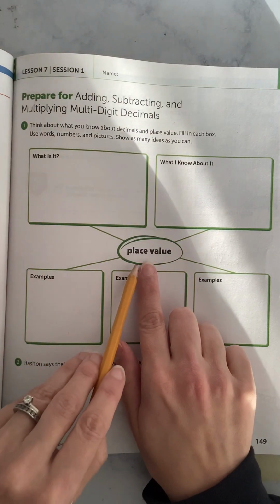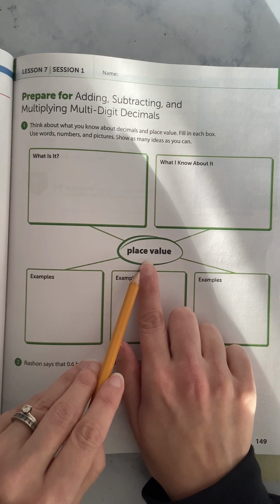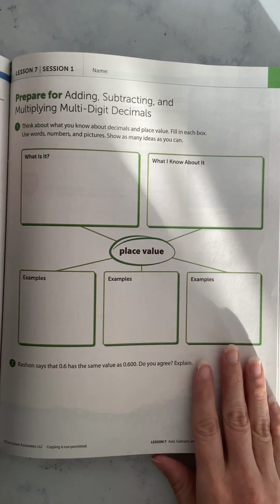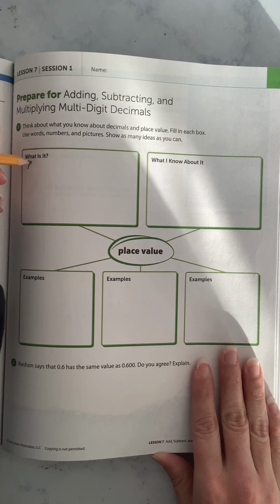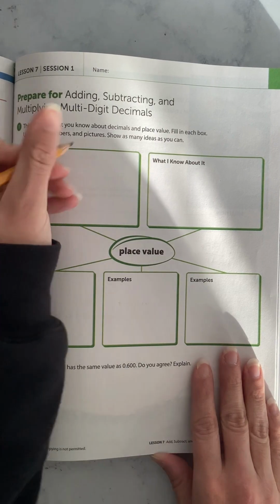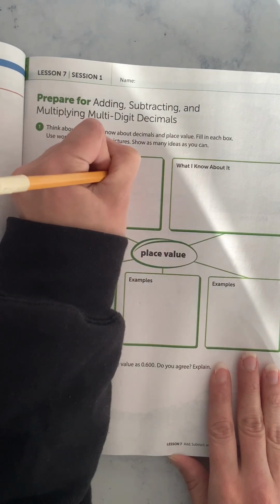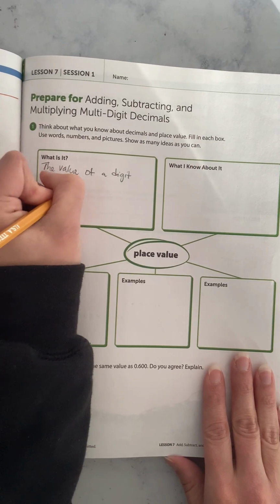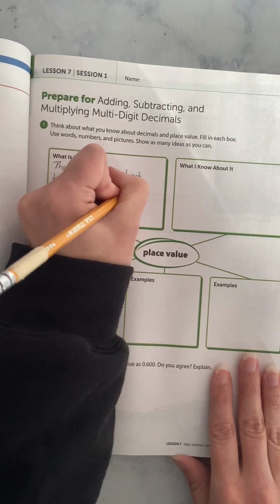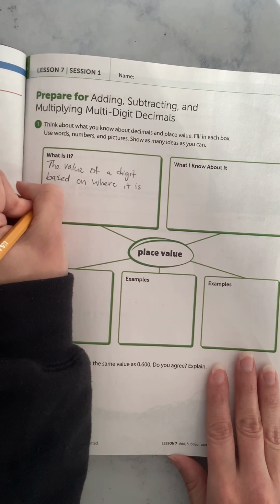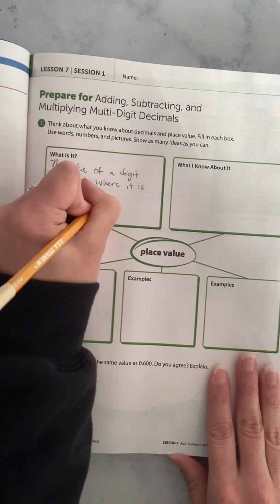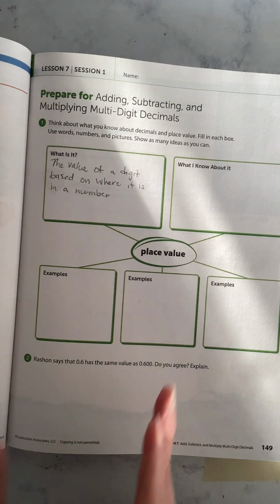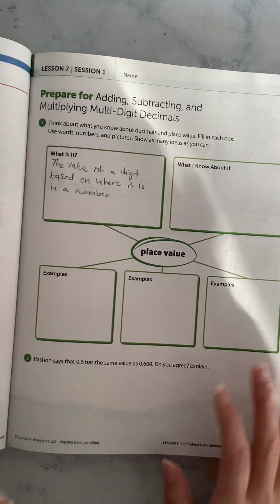Okay, I keep using this word place value. I wanna make sure that we are clear on what it means. So what is place value? It's actually the value of a digit based on where it is in the number. So we're gonna write that. It's the value of a digit based on where it is in a number. You might also make a note that that's how far away it is from the decimal, because how many places away from the decimal it is determines what place value it is.